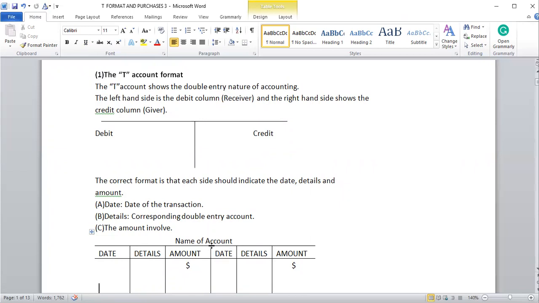The name of the account will be at the top. Then the left-hand side will show the date column, the details column, and the amount column. The right-hand side also shows the date column, the details column, and the amount column.